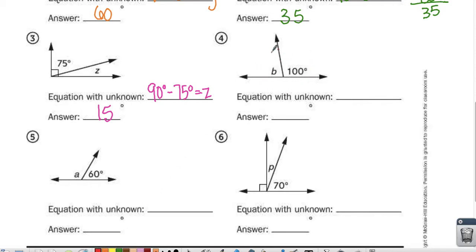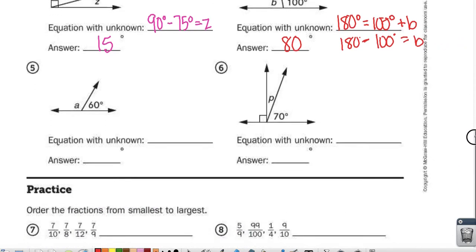Oh, here I have supplementary angles because they add up to a straight line or 180 degrees. So 180 degrees is equal to that angle that I do know, 100 degrees, plus angle B. Okay? Or I could write it 180 degrees minus what I know, the 100 degrees, is equal to B. So therefore B must be equal to 80 degrees, which is an acute angle, so that makes sense.